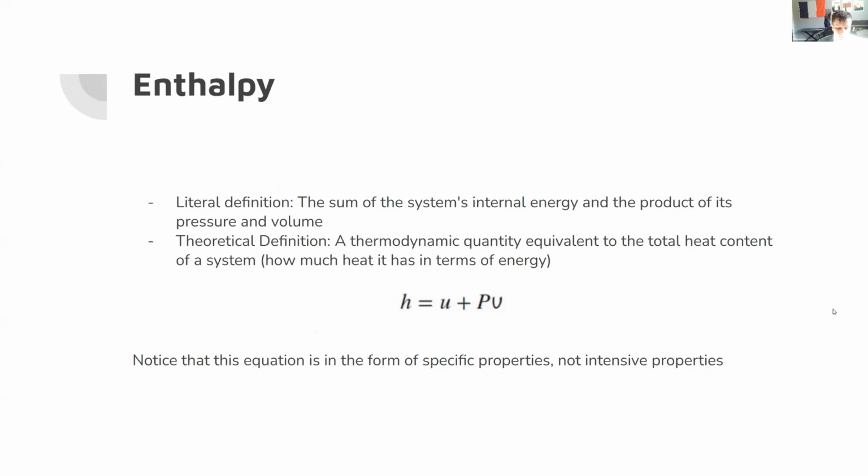Enthalpy, again, we went over that last week. It's the sum of the system's internal energy and the product of its pressure and volume, but that's the literal definition. So if you just look at this equation, it's the same thing as the literal definition, but the theoretical definition is just how much heat content energy is within something, or a control volume. It's hard to wrap your head around that, so just remember the equation instead. And notice that this one is of specific properties, but you can switch around, just multiply everything by mass and you're good.